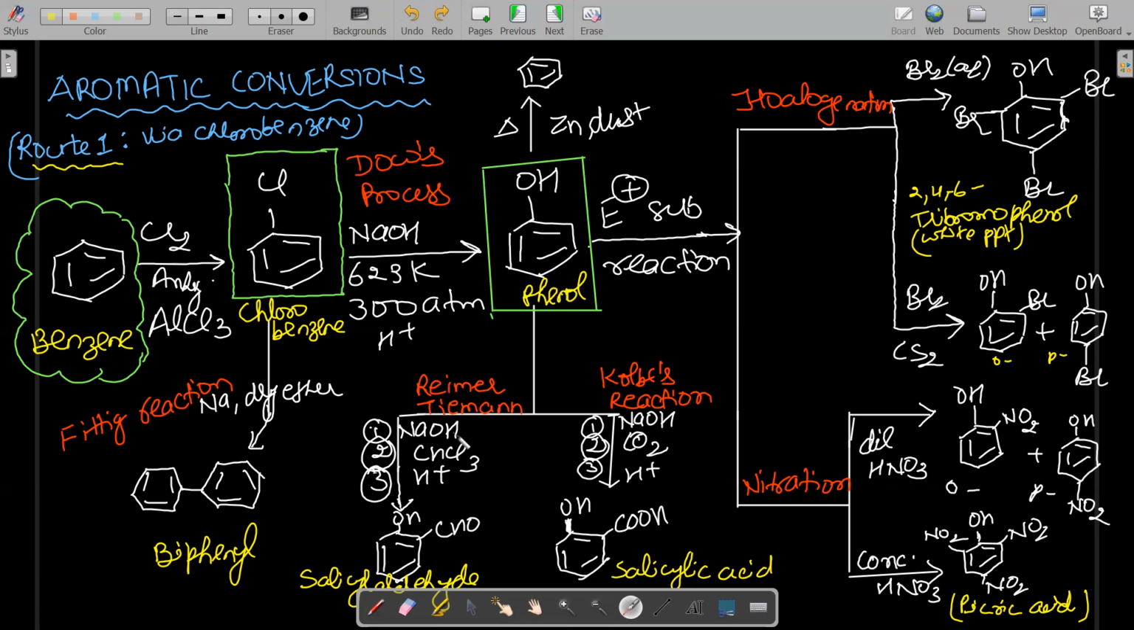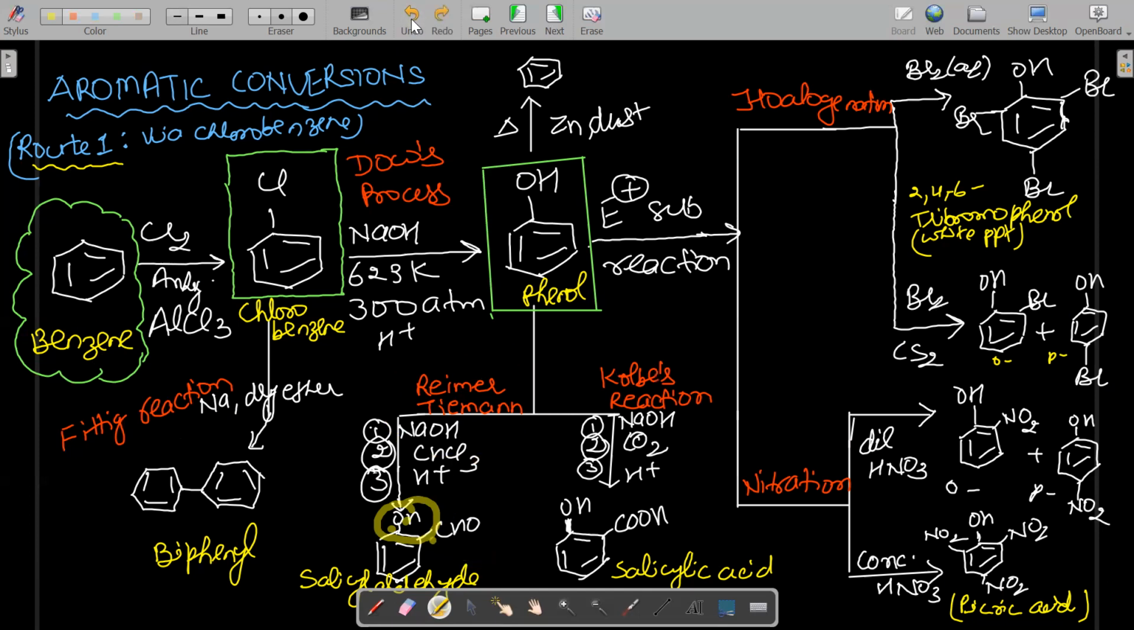Phenol reacts with sodium hydroxide to form sodium phenoxide, which is further treated with chloroform and acidified to form salicylaldehyde. What is salicylaldehyde? You can see there is an OH already at the ortho position in the phenol, and at the ortho position we are getting CHO. So this is called salicylaldehyde, whose IUPAC name is 2-hydroxybenzaldehyde. This Reimer-Tiemann reaction is a very important reaction.